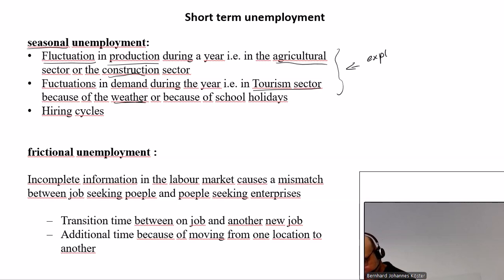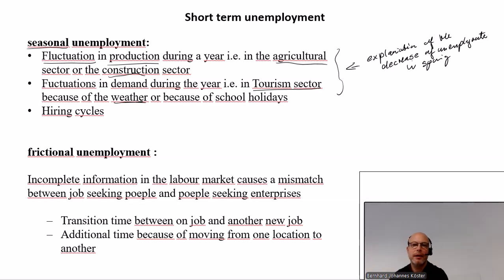This is the explanation of the decrease of the unemployment rate in spring. But with this, we cannot explain the decrease in autumn. And this is mainly due to so-called hiring cycles. Because in general, if you think about when you are ending school, in general it ends at the end of summer.